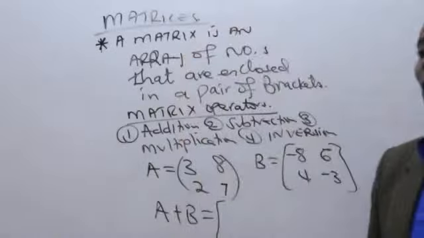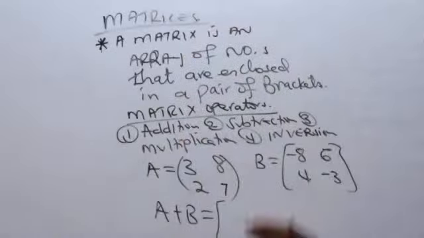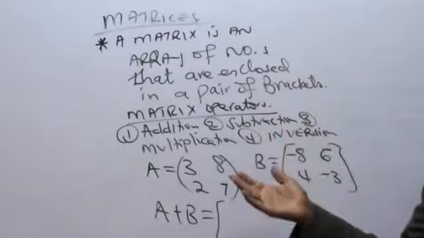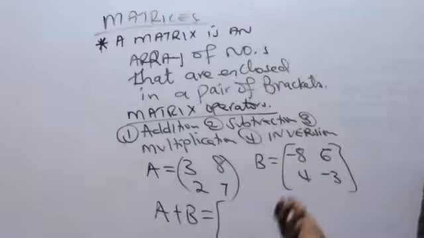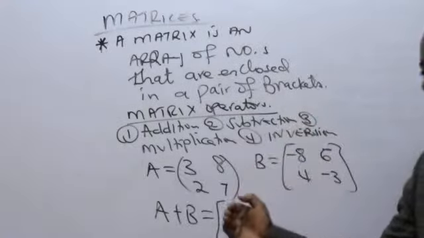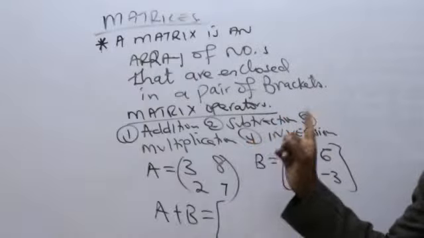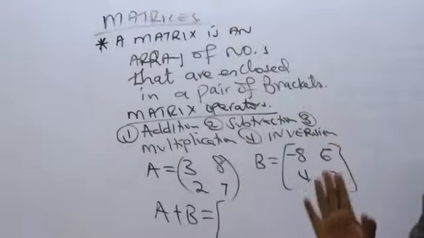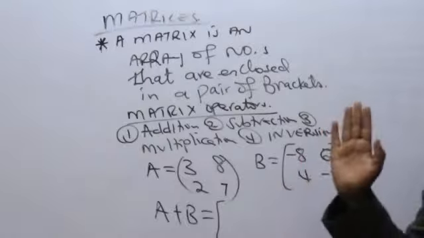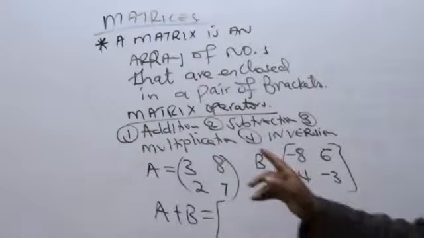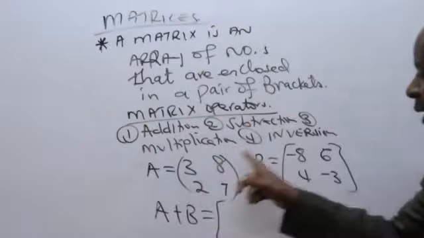How do we get to add two matrices? Remember, a matrix is an array of numbers enclosed in a pair of brackets. Under matrices, we must be good at these matrix operators. Matrix operators are four: addition, subtraction, multiplication, and inversion. Ladies and gentlemen, I want us to do these using a small example.